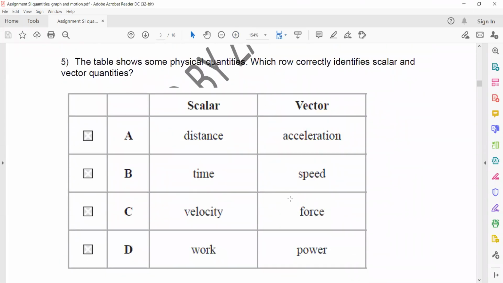Moving on to the next question, question 5. The table shows some physical quantities. Which row correctly identifies the scalar and the vector quantity? When we work it out, distance is a scalar, acceleration is a vector, so option A is right. When we check the other options, time is a scalar, speed is also a scalar, velocity is a vector, force is a vector, work is a scalar, power is also a scalar. So the correct option is A, in which the first quantity, distance, is a scalar quantity, whereas acceleration is a vector quantity.